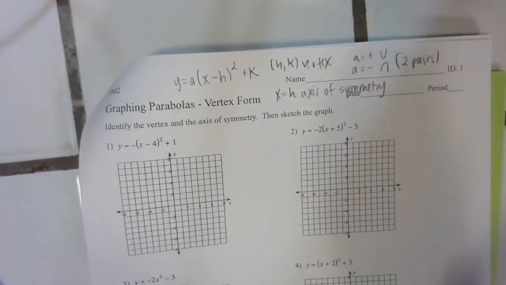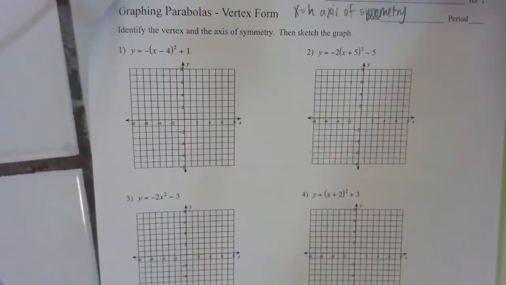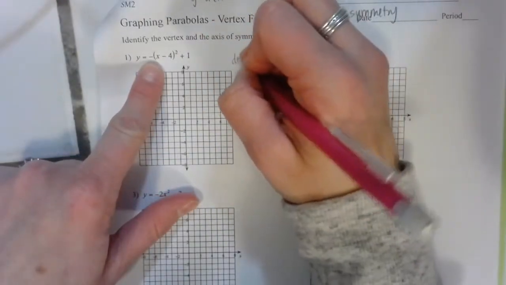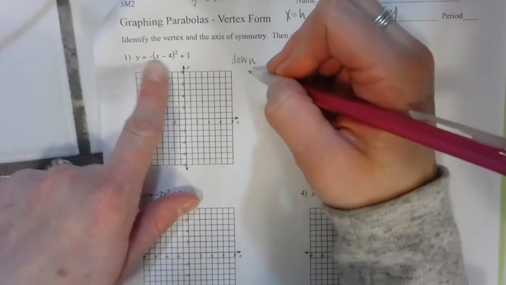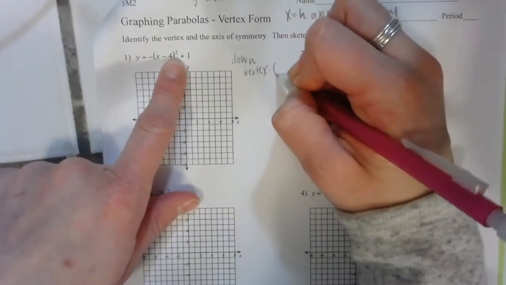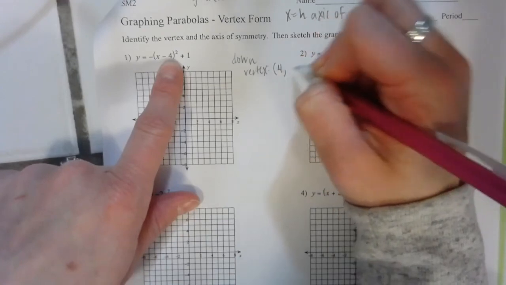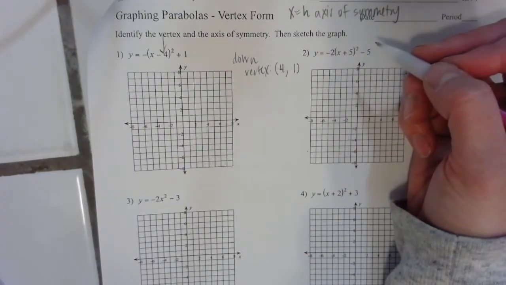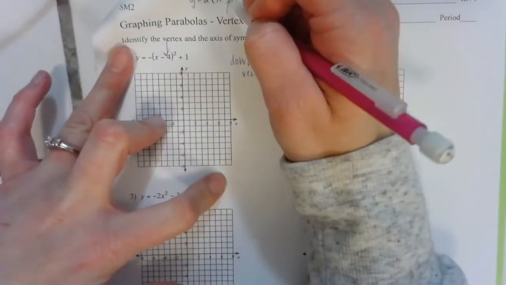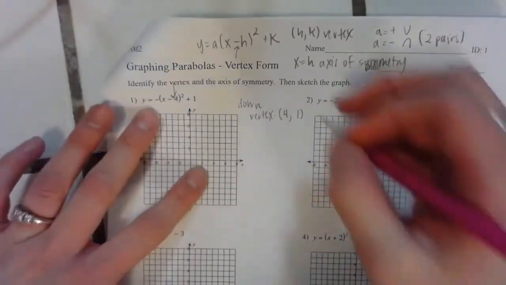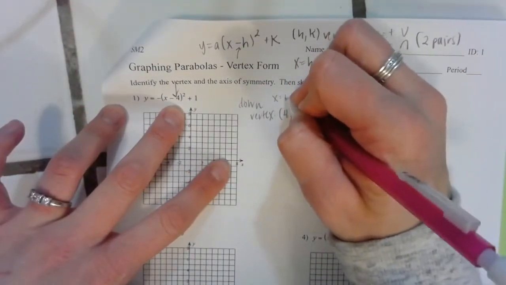Okay, let's make our graphs accurate. Alright, so let's start with the first one. So first of all, I can see that this is negative, so this is going to go down. And then since this is in vertex form, my vertex is positive 4, 1. It's always the opposite of the sign, whatever it had in the equation, because my equation has a negative in it. Okay? And then the axis of symmetry is x equals 4.